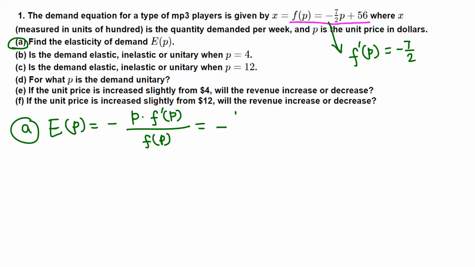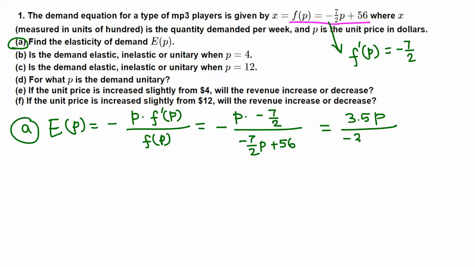So let's plug everything in here. Minus p is just p. f prime of p is found to be negative 7 halves, all over f(p), the given demand equation, that's negative 7 halves p plus 56. Now on the top we have negative times negative, that becomes positive. 7 halves is the same as 3.5 p on the top. Here negative 7 over 2, we can write 3.5 p plus 56. Do not cancel anything. Okay, so this is the elasticity of demand.